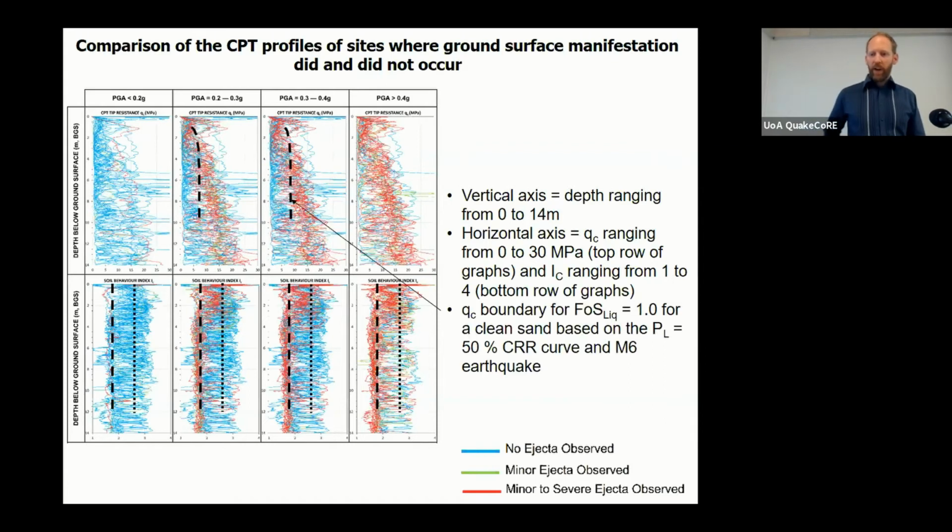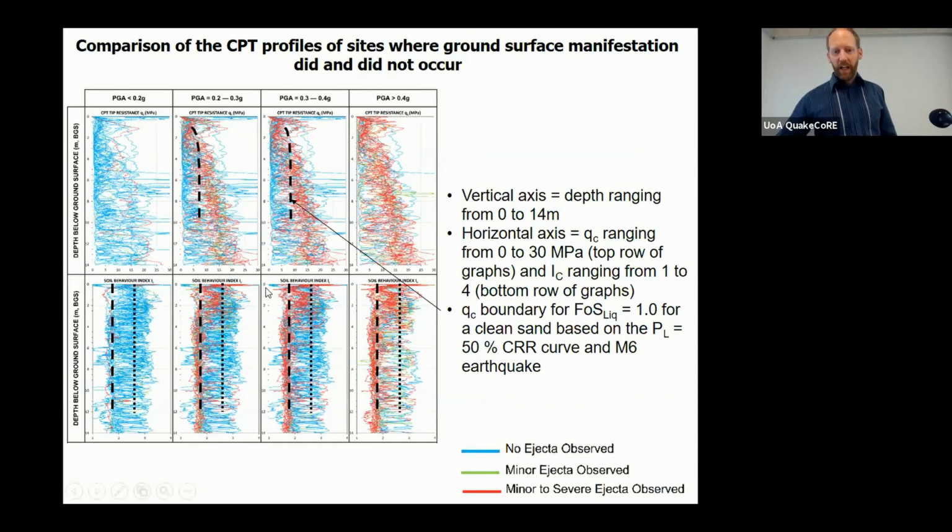There are a couple of reference lines here. On the top row of graphs, the black line is a reference curve from the simplified methods for a safety factor of 1. If you're plotting on the left-hand side of that curve, liquefaction would be predicted if it was a clean sand, and if you're plotting on the right-hand side of the curve, the soils would be dense enough that they would not be liquefying. That just comes directly from that graph as a reworking.